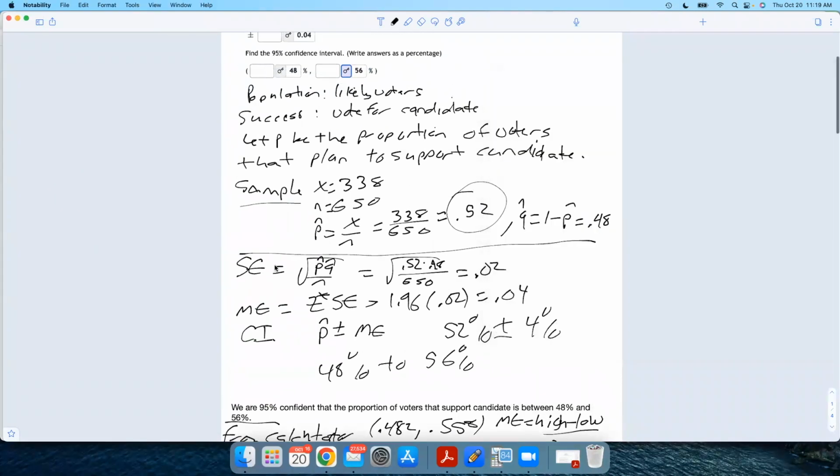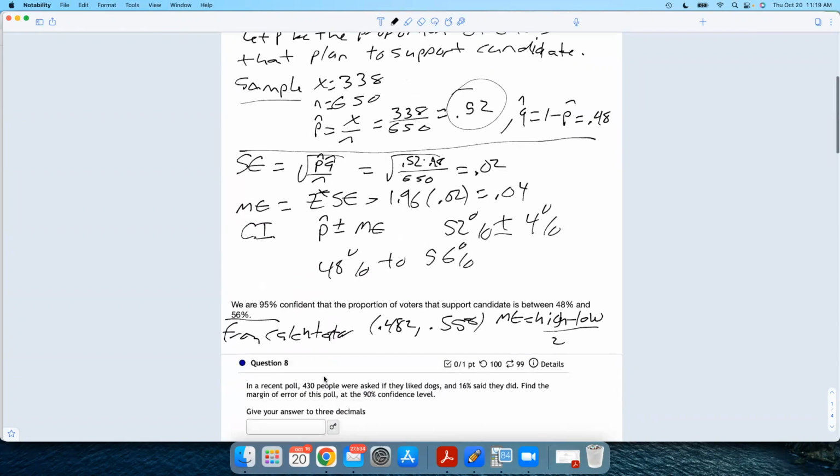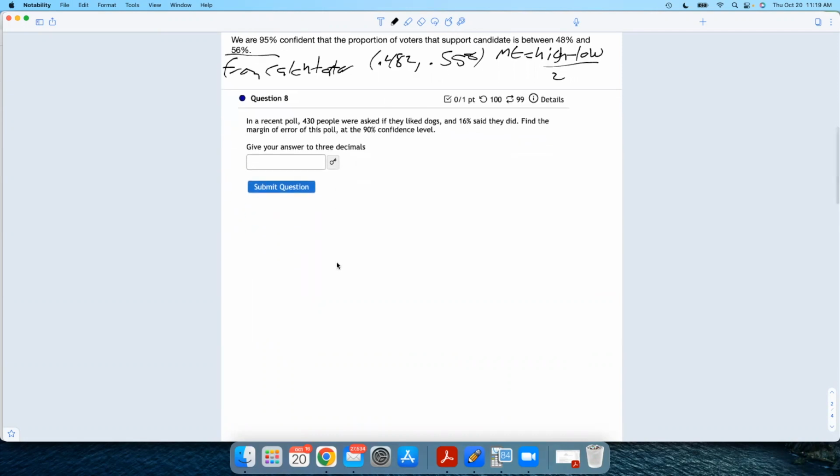So we don't have to go through this trouble of finding the standard error, using the Z star, all this. We can, there's nothing wrong with it, but we don't have to. Okay, so I'm going to do this one only using the calculator. First thing we got to do, define our variable. So pause and read the question.